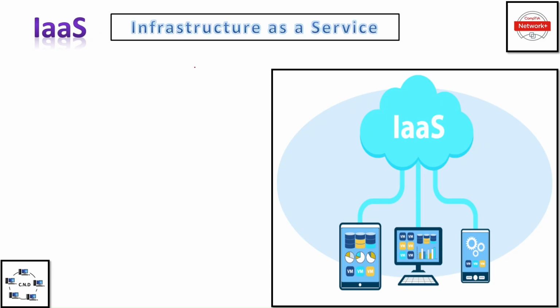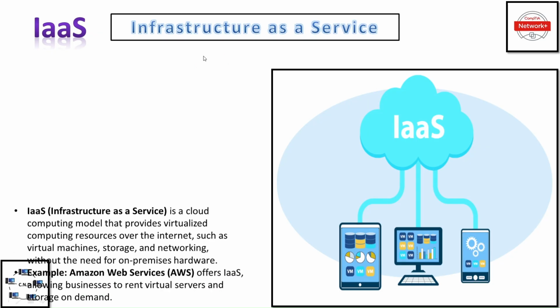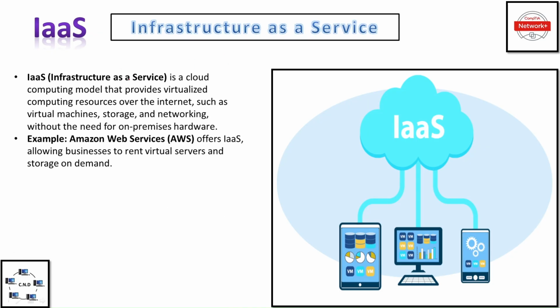IaaS, that is Infrastructure as a Service. IaaS, Infrastructure as a Service, is a cloud computing model that provides virtualized computing resources over the internet, such as virtual machines, storage, and networking without the need for on-premises hardware. For example, Amazon Web Services, AWS, offers IaaS, allowing businesses to rent virtual servers and storage on demand.